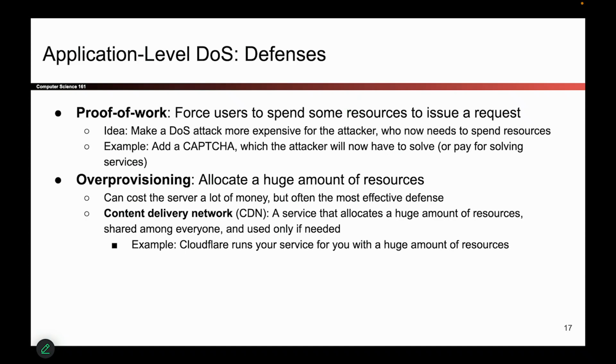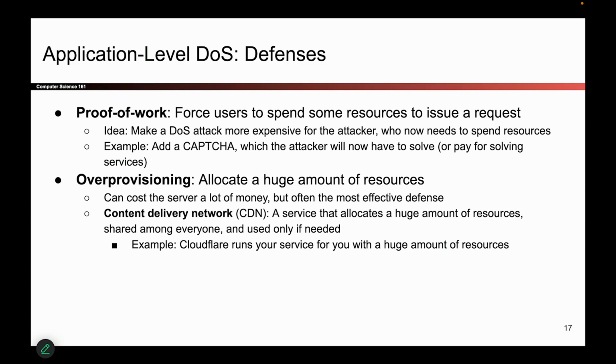life a little bit harder by making them do a little bit more work before they're allowed to issue a request. So for example, maybe you add a CAPTCHA, and now the user has to do just a little bit of extra work, like solving a CAPTCHA or paying someone else to solve it, before you will execute their request. So now you're making the user do a little bit more work, and this levels the playing field a little bit. So instead of the attacker doing something very cheap and causing the server to do something very expensive, now the attacker's job is a little bit more expensive as well. So that's one possible defense.